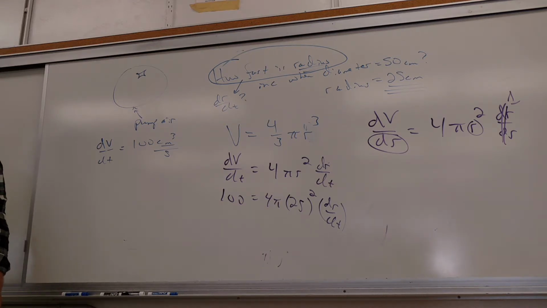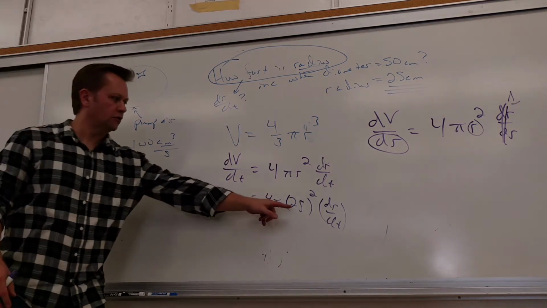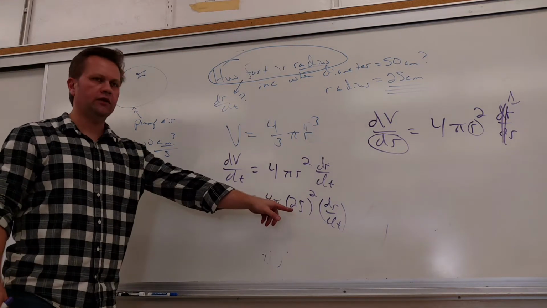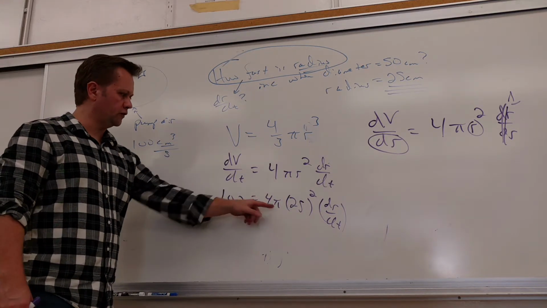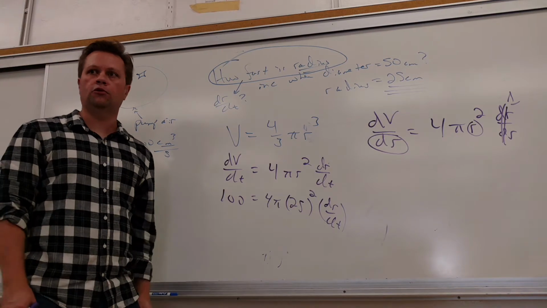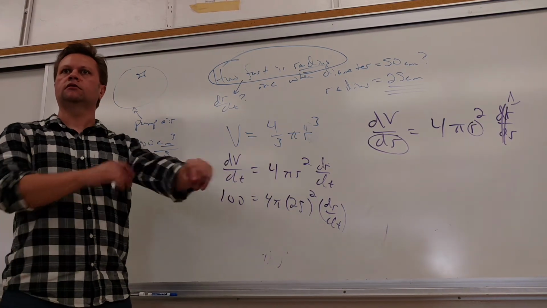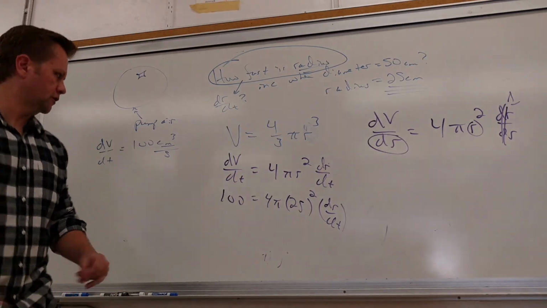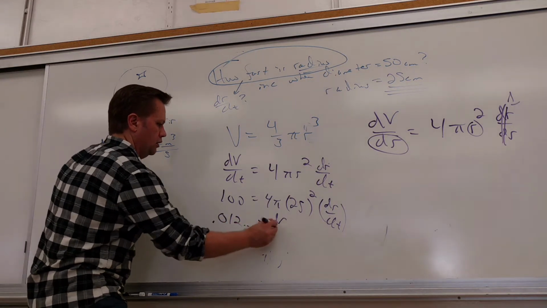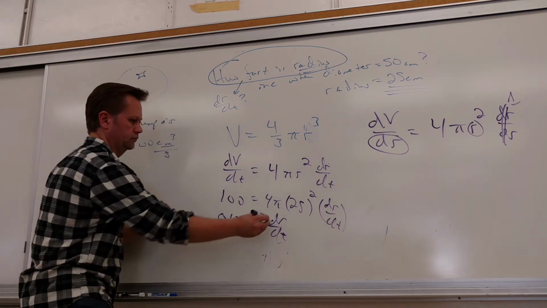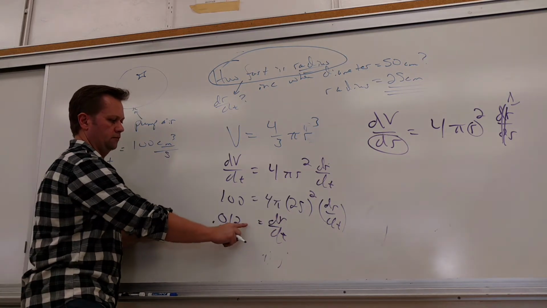So 100 divided by 25 is 4. Divided by 25 again is 0.16. Divided by 4 is 0.04. Divided by pi is whatever it is, 0.01 something. Did somebody do that yet? 0.127. Sorry, I had a calculator. 0.012 something. Look at Jeff, he knows math. 0.012 what?